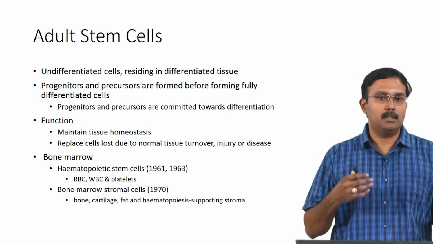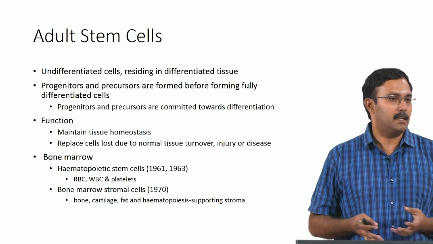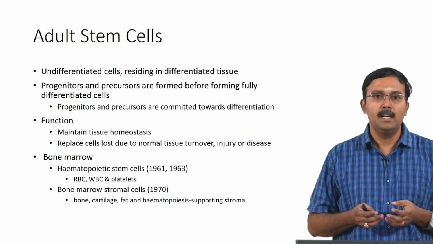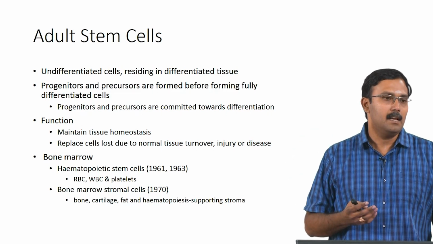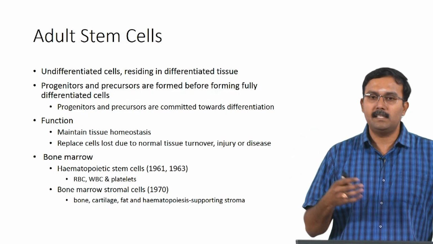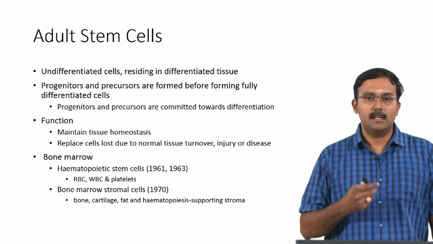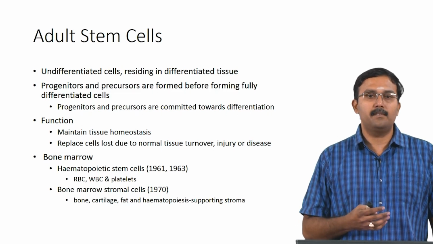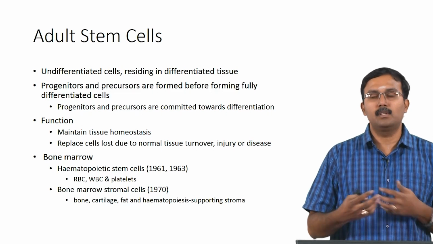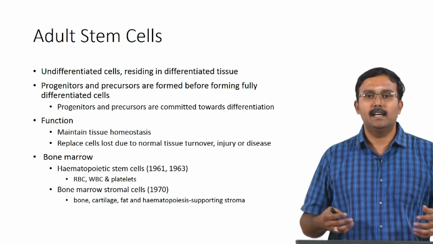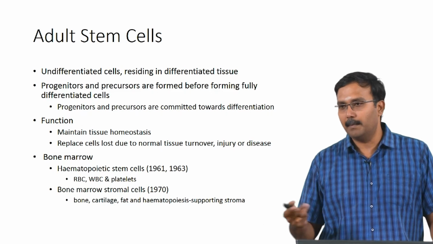Bone marrow is where the first set of stem cells were identified, and hematopoietic stem cells were identified in 1961 and 63, and these can form the RBCs, WBCs and platelets. And bone marrow stromal cells were identified in 1970, and they have been shown to form bone, cartilage, fat and hematopoiesis supporting stroma and so on.